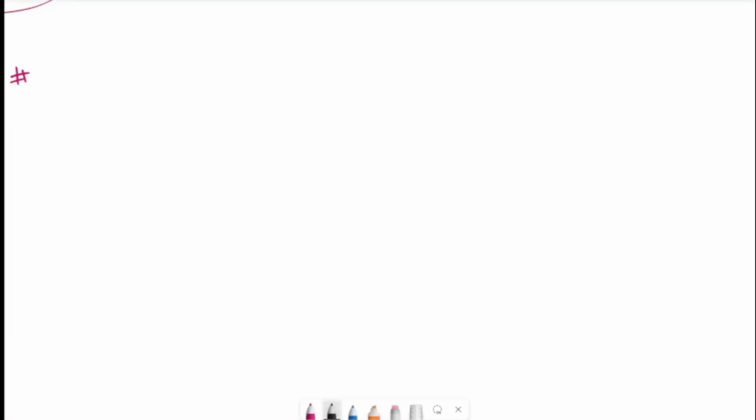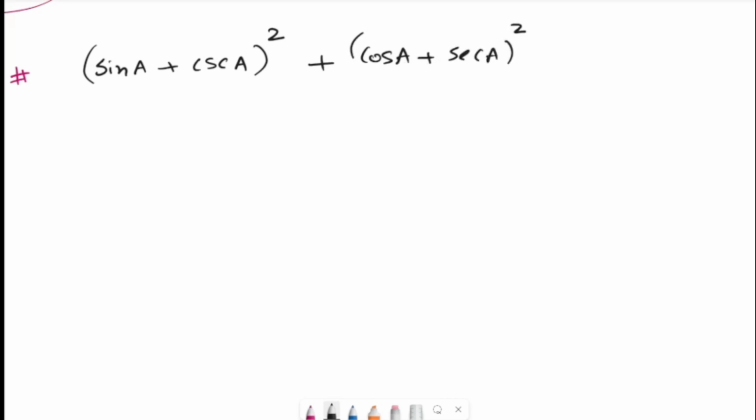Okay, this looks quite daunting, but let's find. Let me see. (sin A + cosecant A) whole square plus (cos A + secant A) whole square. He's telling you to prove that this is equal to 7 plus tan square A plus cot square A.